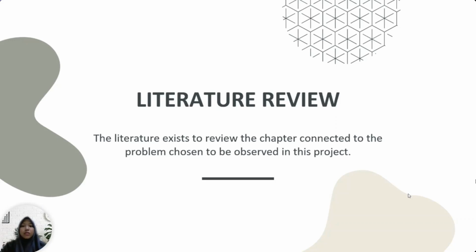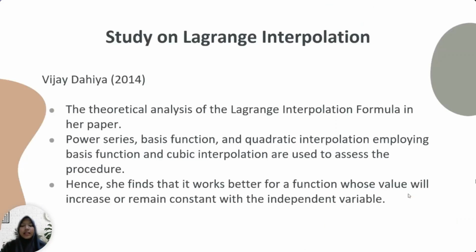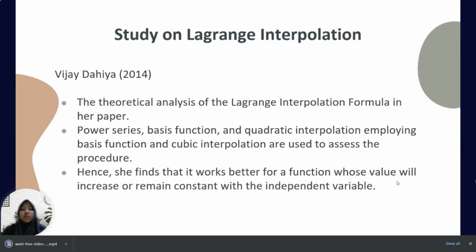It is divided into two parts: study on Lagrange interpolation, and approximation of missing precipitation data and its needs in civil engineering. Study on Lagrange interpolation. Vijay Dahiya, 2014, presented the theoretical analysis of the Lagrange interpolation formula in her paper. Power series, basic function, quadratic interpolation employing basic function, and cubic interpolation are used to assess the procedure. Hence, she found out that it works better for a function whose value will increase or remain constant with the independent variable.